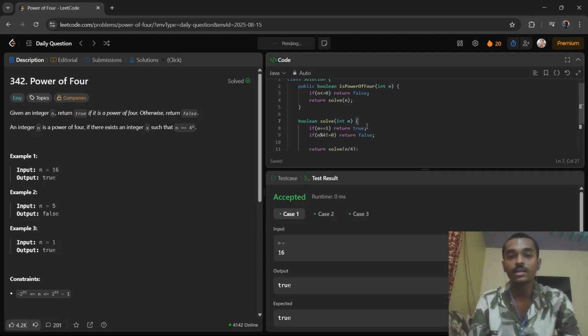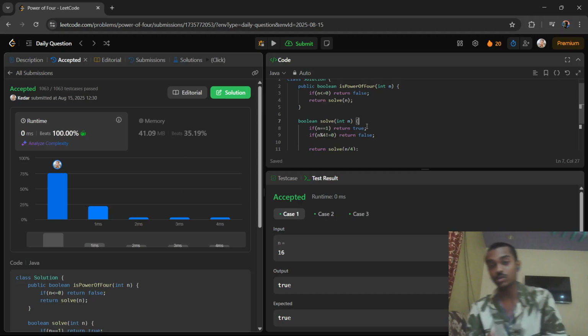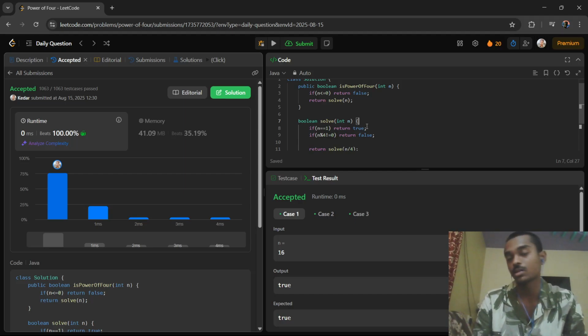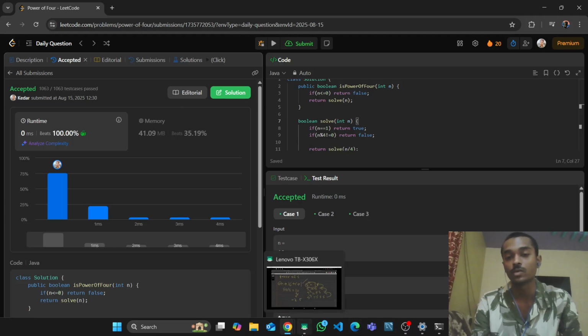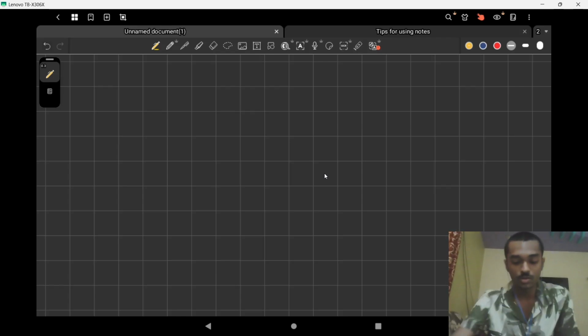Yeah, it is working. Let's submit it. Yeah, it is accepted. Now I will explain this question with the next approach, the logarithmic approach. So the next approach is log.